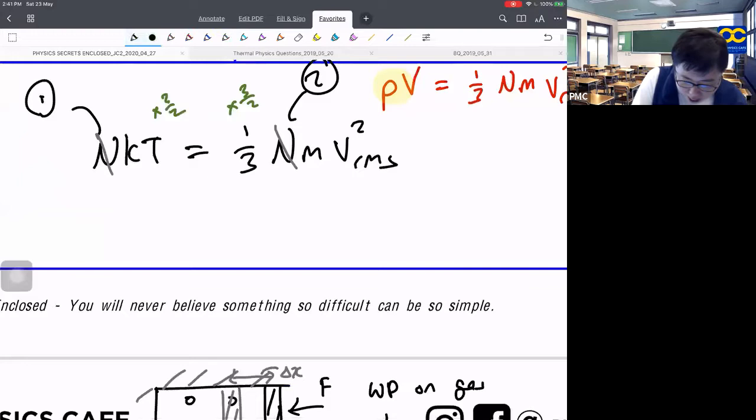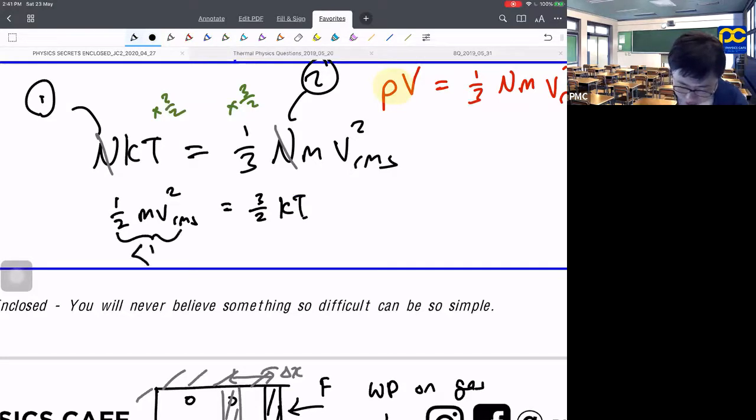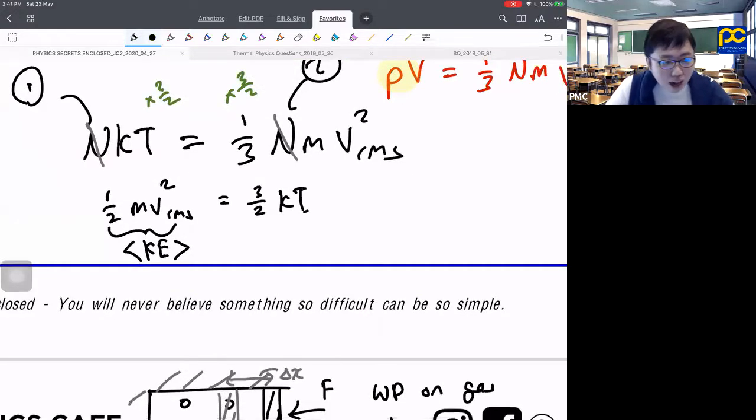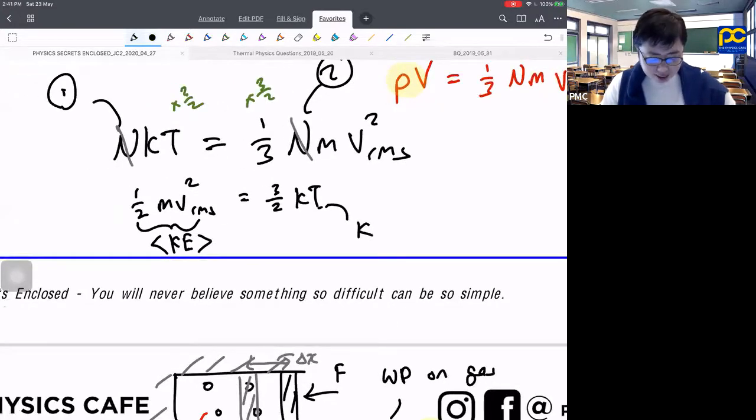So therefore, can I make the KE on the left hand side for ease? And then you got 3/2 kT. And what's this? The average KE. What did I just do in those 10 seconds? I've proven to you the last equation, the third equation, that the average KE is 3/2 kT, where the temperature is in Kelvin. Am I right? Nice. Are you happy with this?